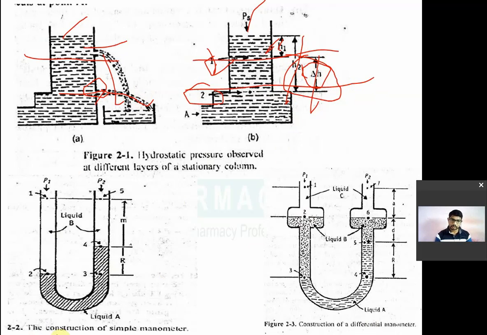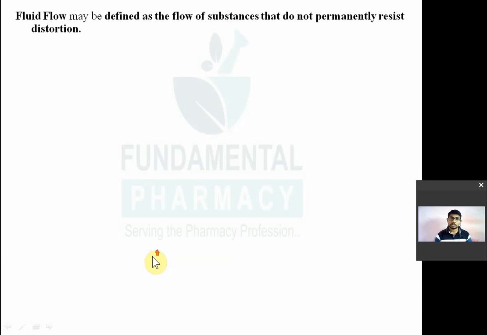First we'll see what is meant by flow of fluid. Fluid flow may be defined as the flow of substances that do not permanently resist distortion. This is a standard definition. Flow of fluid means fluid in motion. So it is defined as the flow of substances that do not permanently resist the distortion.